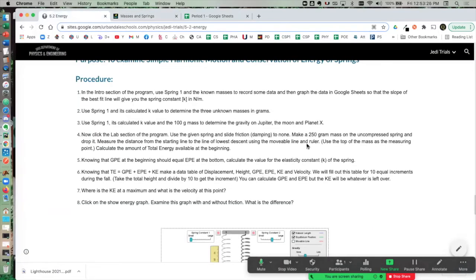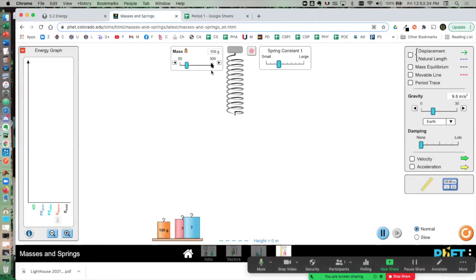Okay, it also says make a 250 gram mass on the uncompressed spring and drop it. So we're gonna make this a 250. We only have one mass on here, or one known mass, and you can change it. Drag it up to make it bigger and bigger. Make it bigger. 250. Okay.